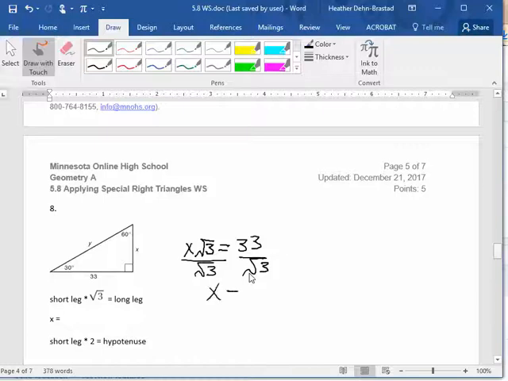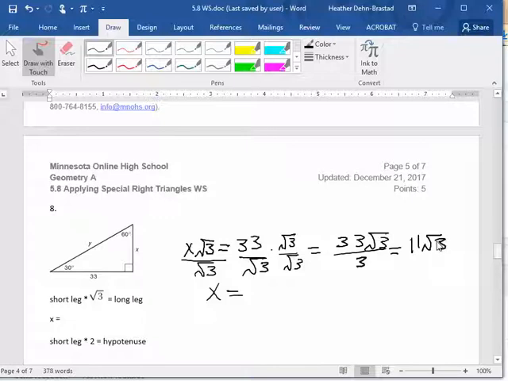I can't leave my answer like that because that's considered not simplified. So I need to rationalize the denominator again. And you do that by multiplying numerator and denominator by square root of 3 over square root of 3. So on the top, in the numerator, I get square root of 3 times 33, or 33 times square root of 3. In the denominator, I have the square root of 3 times the square root of 3, which is just 3. If you want, you can figure out that it's the square root of 9, but the square root of 9 is 3. And then we simplify because 33 divided by 3 is just 11. So this is the short leg.